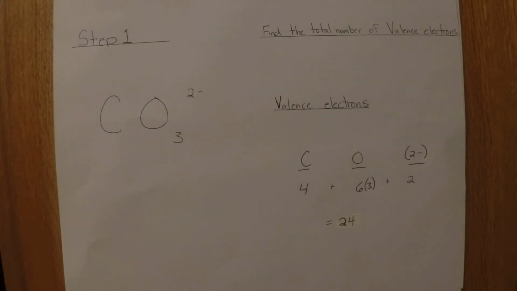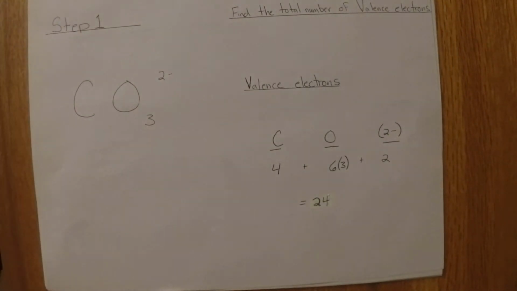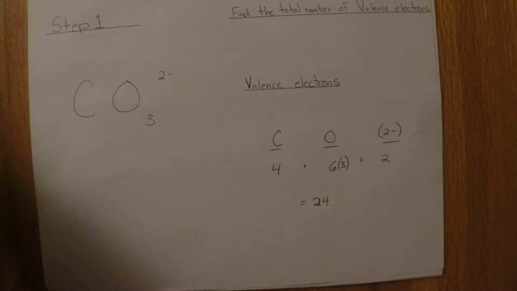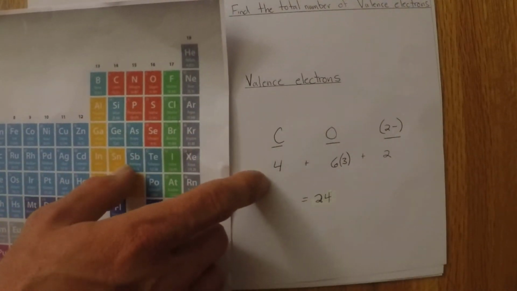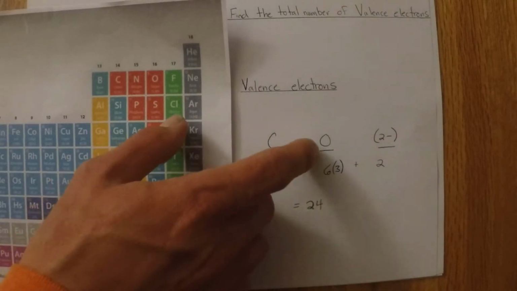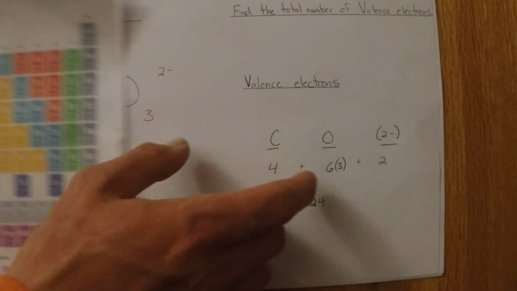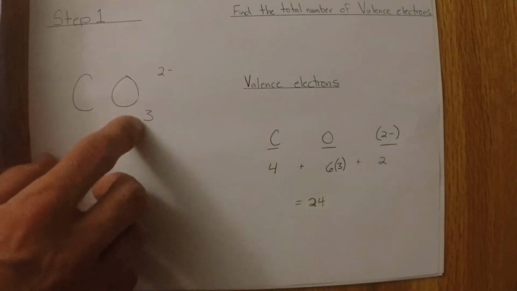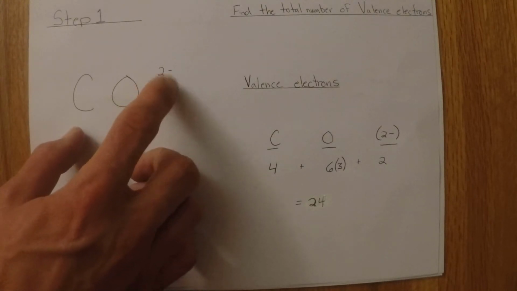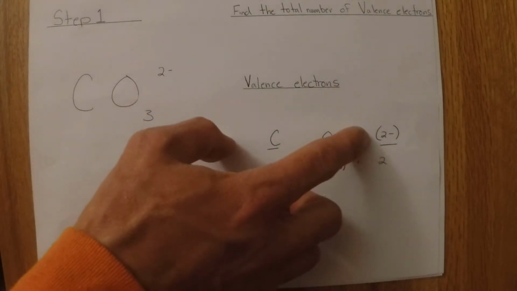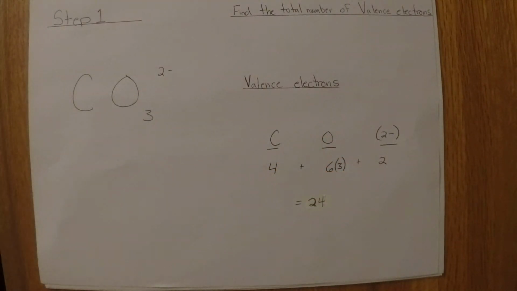We find the total number of valence electrons. We look again at the periodic table, and since carbon is in the 4th column, we have 4 valence electrons. And then we look at the O. O is in the 6th column, so we know that that has 6 valence electrons. And since there's 3 O's, we have to multiply that by 3. Now here, when we have a charge, we know that at 2 minus, it's gaining 2 valence electrons, so we add that 2. So in total, we have 24 valence electrons.